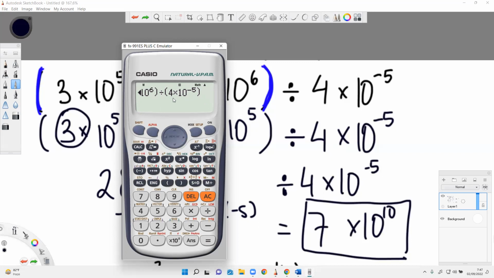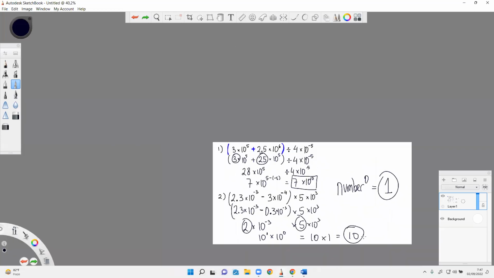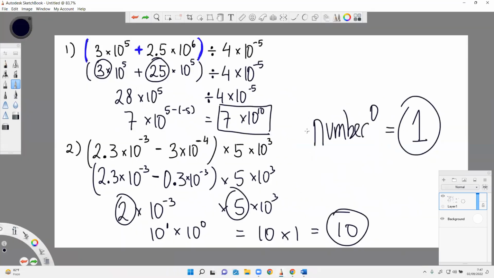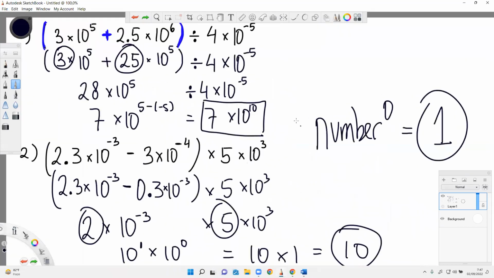Okay, any questions so far? Yeah. So you might write the answer now. So any number to the power of 0 is 1. If you can't see it properly, just go forward because I try to show all the workings. Okay.